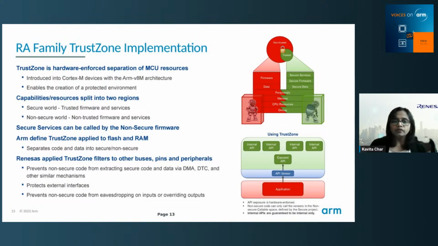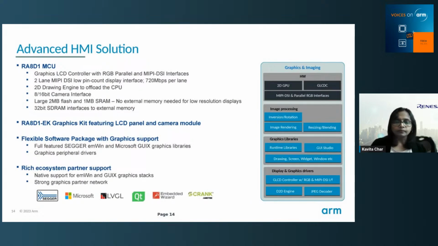So we have trust zone filters applied to our DMA and DTC and other bus masters. This basically prevents non-secure code from extracting secure code through these mechanisms. It also prevents eavesdropping on inputs or overriding the outputs. Also protects all of our external interfaces.